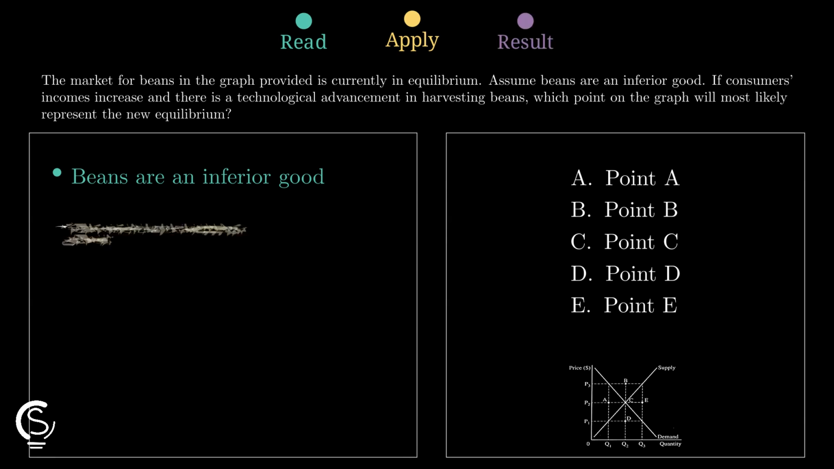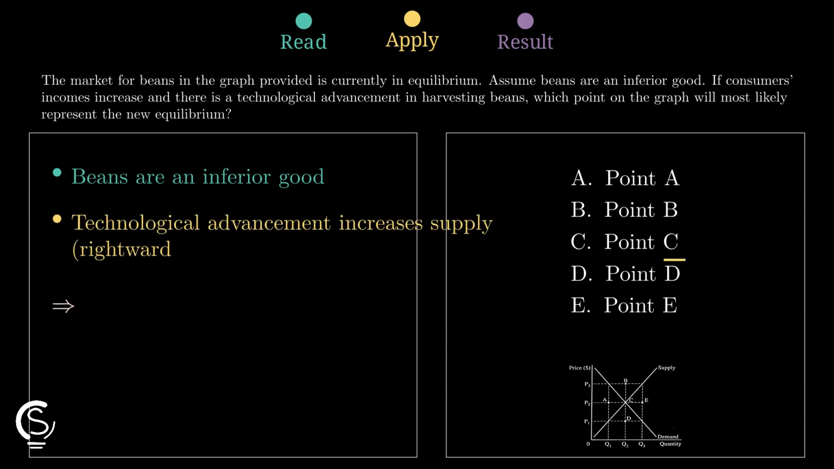Finally, combine these movements on your graph. A leftward demand shift and a rightward supply shift lead us directly to the new equilibrium. That makes option D our final winner.